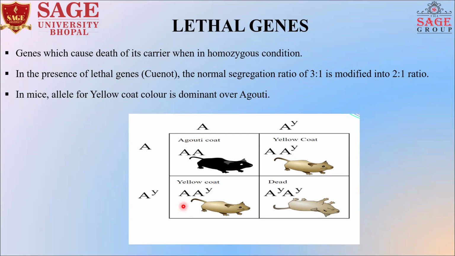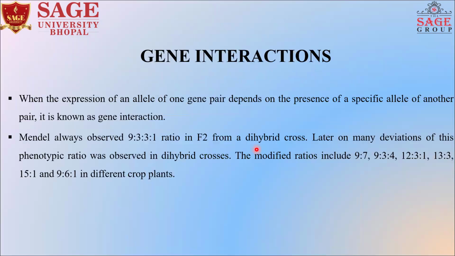In the picture given here, in mice, the allele of yellow coat color is dominant over agouti. The black one is the agouti color, but the yellow coat color is dominant. In case of lethal genes, this fourth mouse has the dominant yellow coat color. And the definition says a gene which causes death of its carrier when in homozygous condition. In the fourth one, we observe the yellow coat color in the homozygous condition, so definitely it has the lethal gene. So it will die. This is the concept of lethal gene.